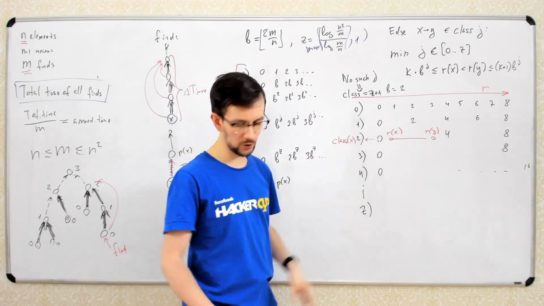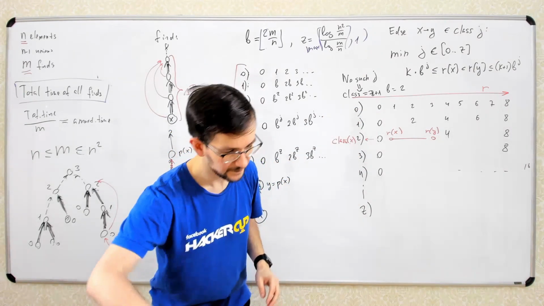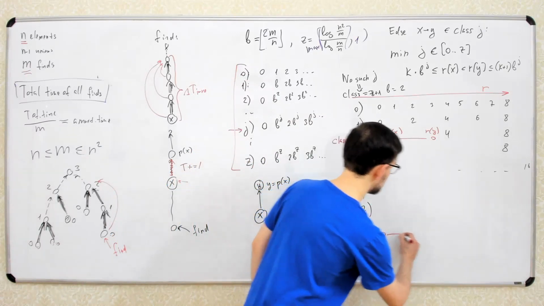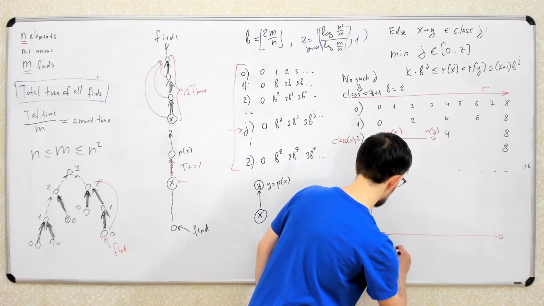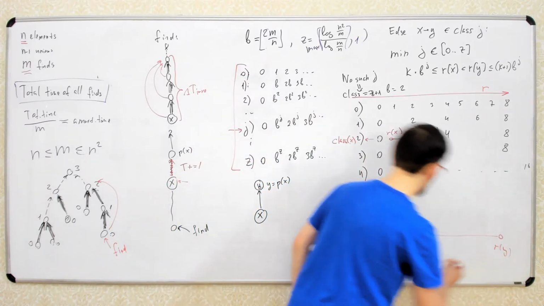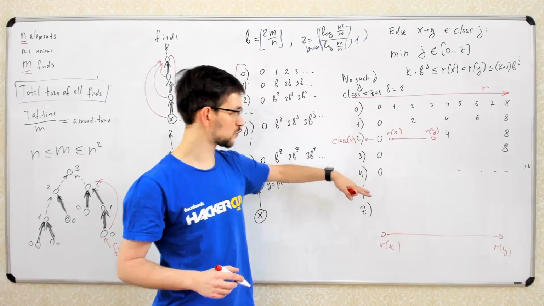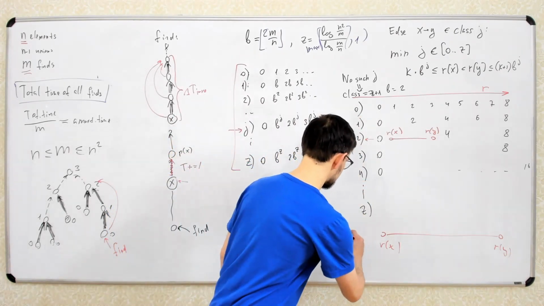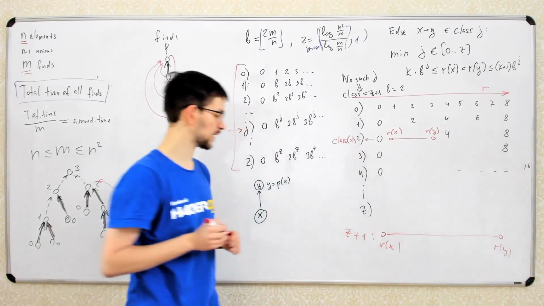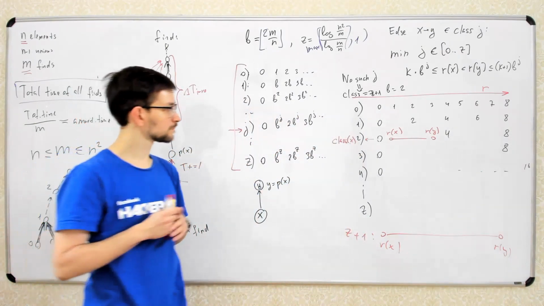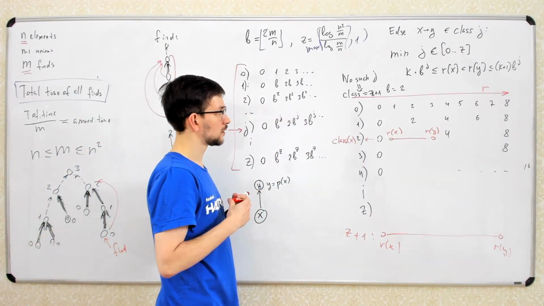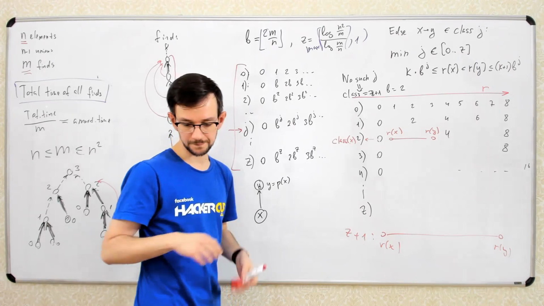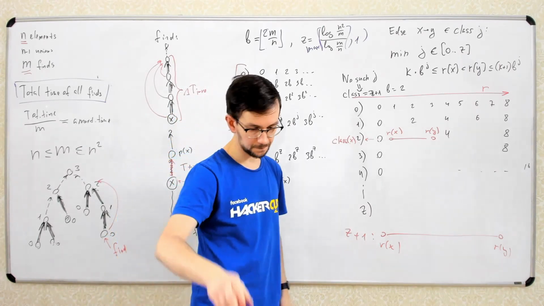So there may be some really big segment. This is the rank of X, this is the rank of Y. If the segment is too big, we cannot put it anywhere, so we just assign class Z plus 1. That's all.